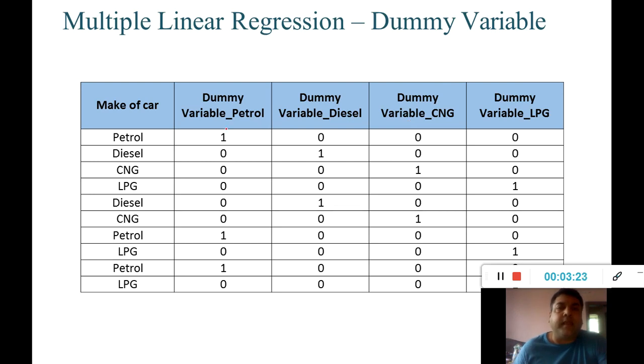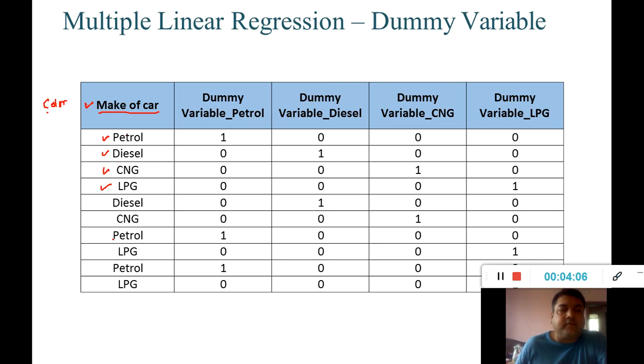and write a prediction model when there are multiple x's available, then we can go for multiple linear regression. Now, suppose one of the input variables is discrete, called make of car, or maybe color of car, or any categorical variable that may be available in your data set. Suppose it contains these data points: your car can be petrol, diesel, CNG and LPG, and these values repeat again and again depending upon the records available.